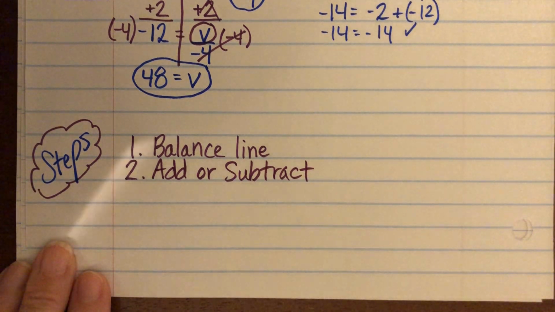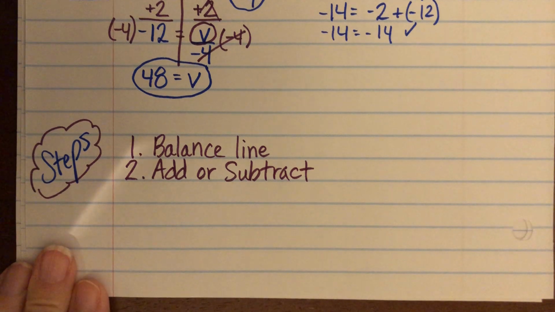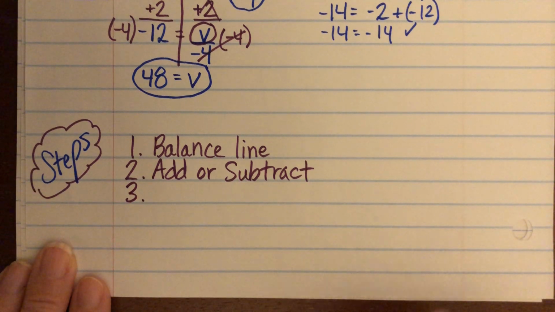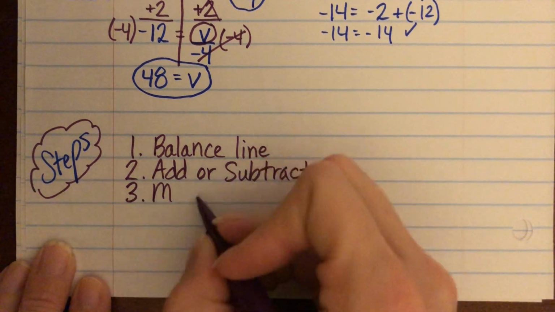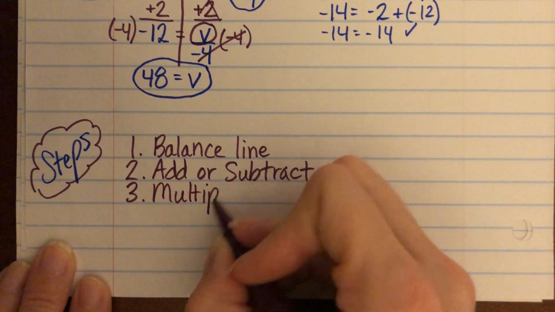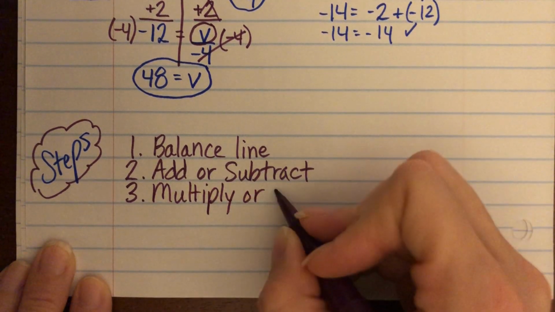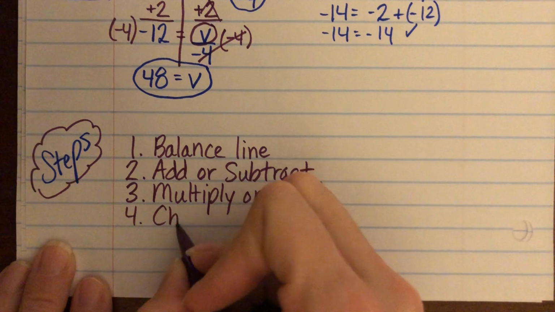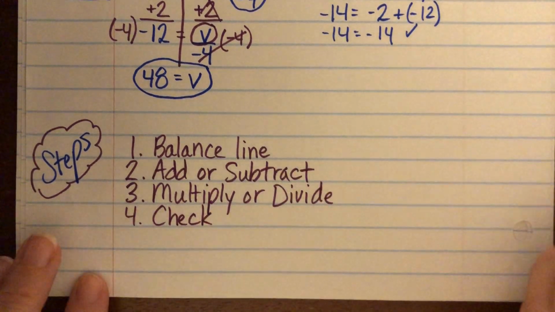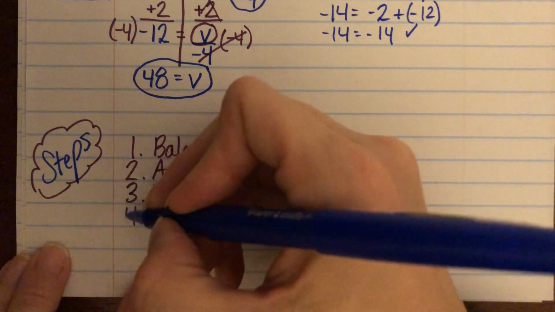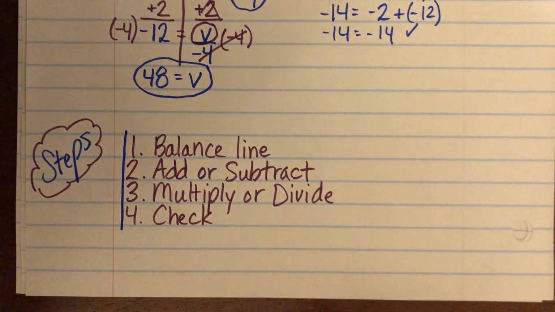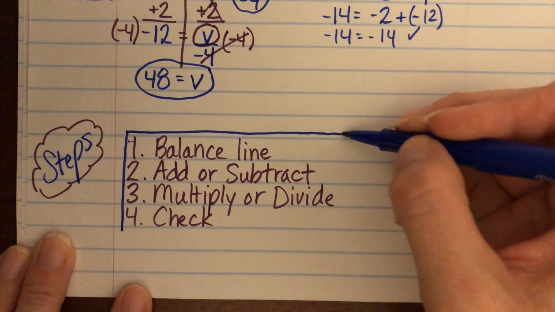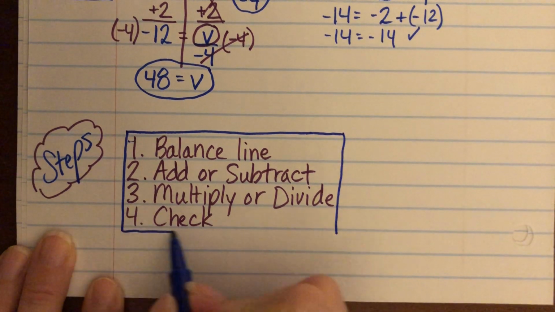Okay, we will be looking at a form tomorrow that is not like this, and I will teach you the steps for that as well. But for tonight, you'll always add or subtract, and then you will always multiply or divide. Then you always finish by checking your answers. Every time, every time. Even as an adult, I check my answers. It's just good math form to make sure that you're actually correct.